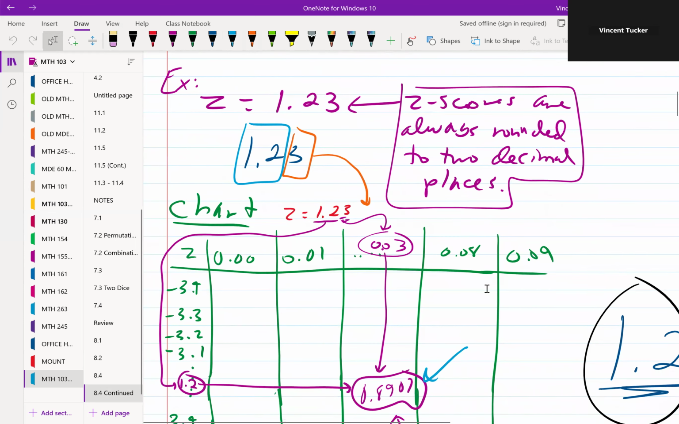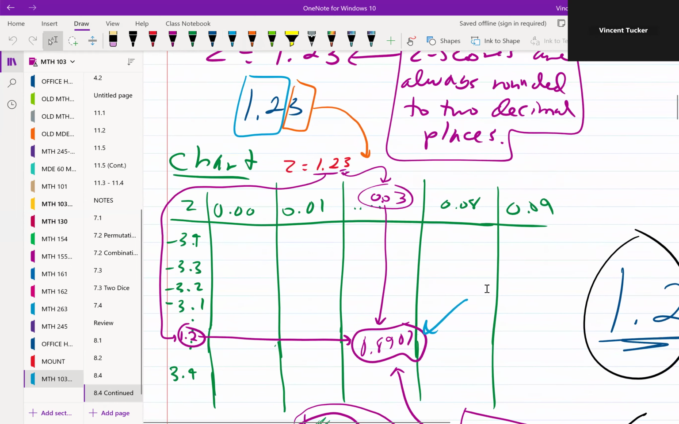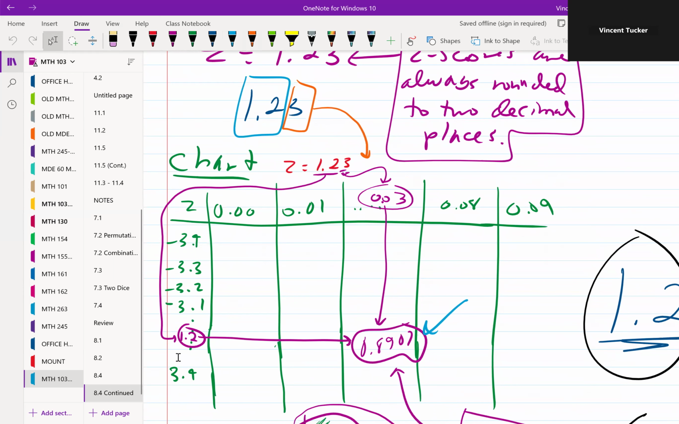But the way this is set up for us is that when you go to the chart, you have values up to the tenths place on this left column. Negative 3.4 is the lowest value, positive 3.4 is the highest value, and that goes to the tenths place on this left column. And then the top row goes to the hundredths place. So it goes from 0.00 to 0.09.